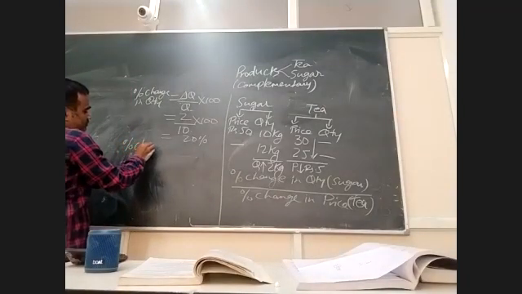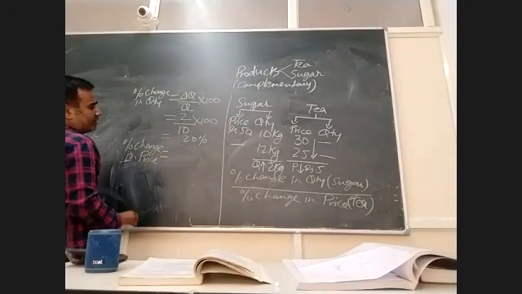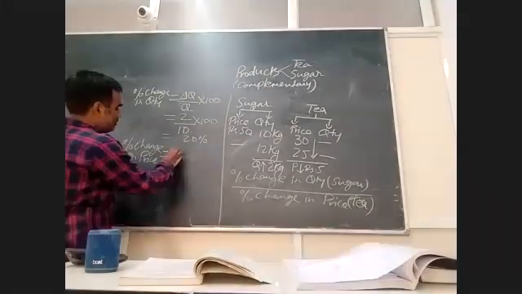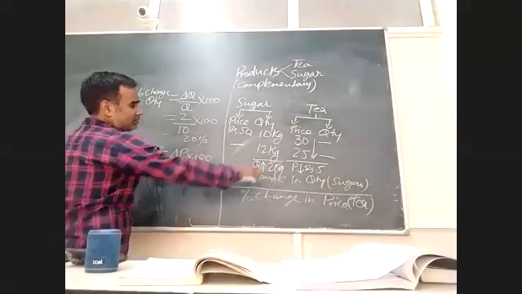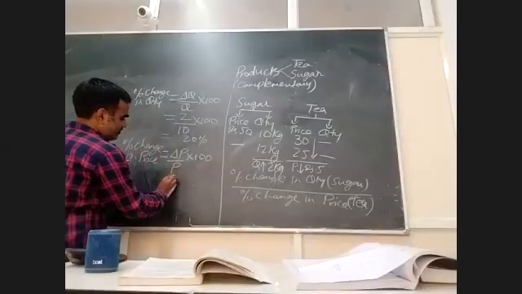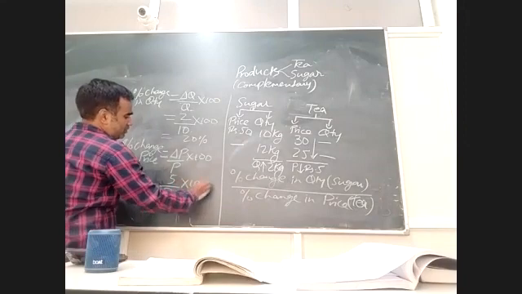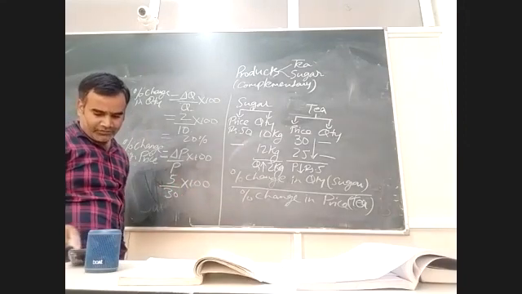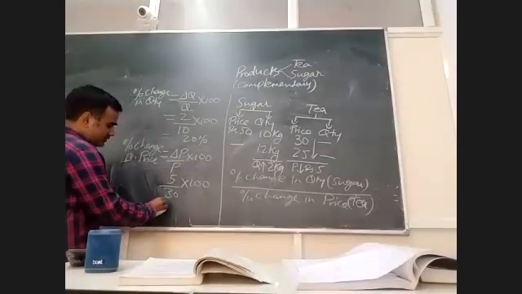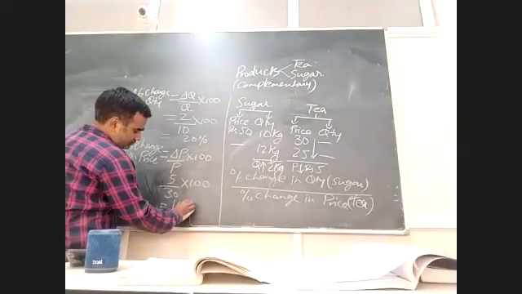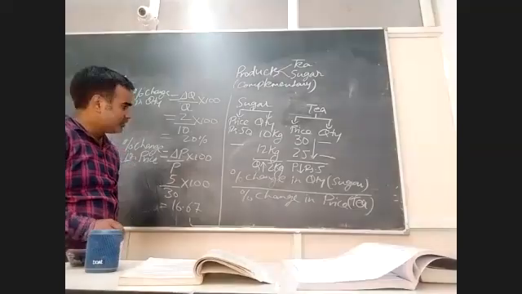Similarly, change in price divided by original price into 100. So change in price is 5, original price is 30, into 100. So 5 divided by 30 into 100 is 16.67.